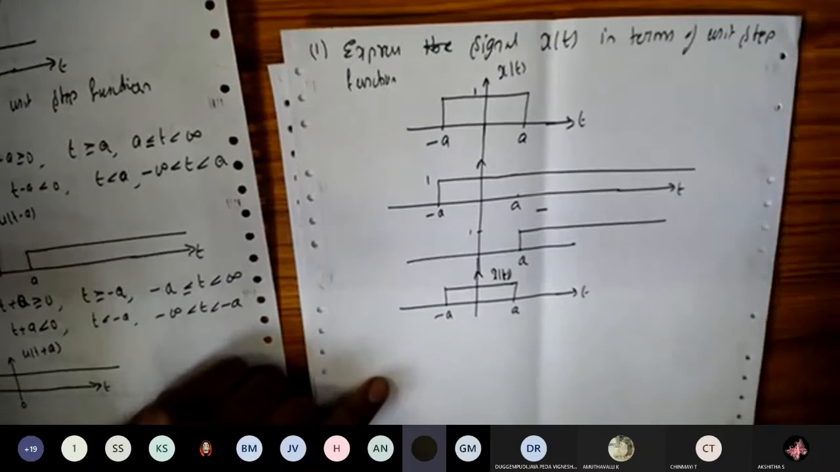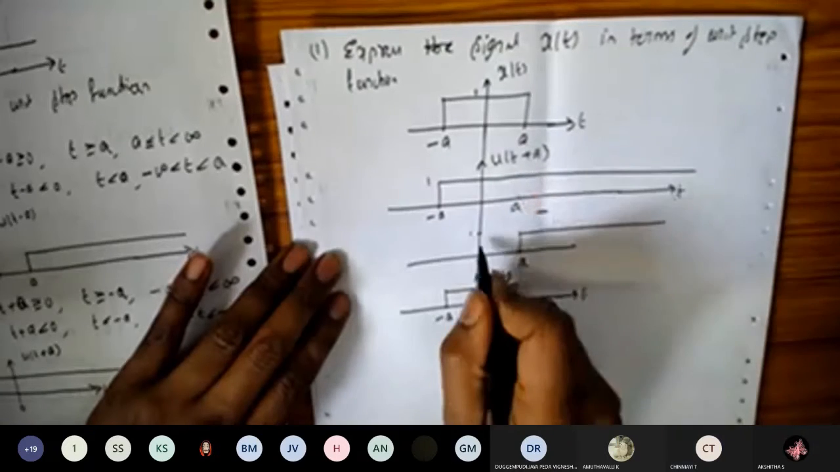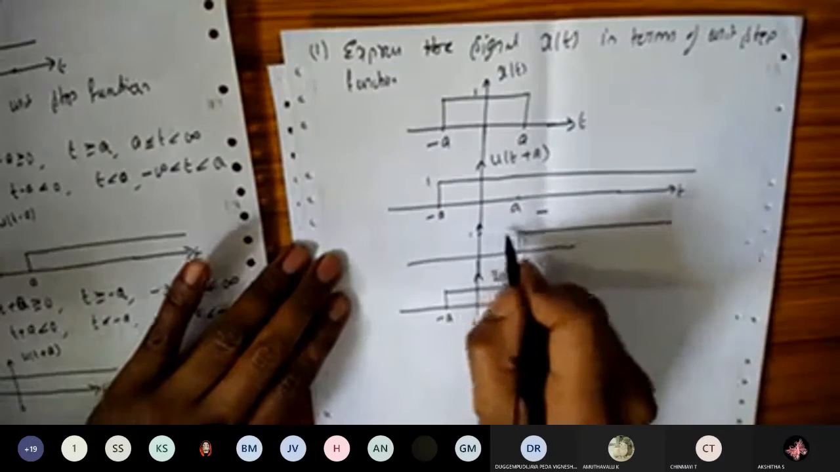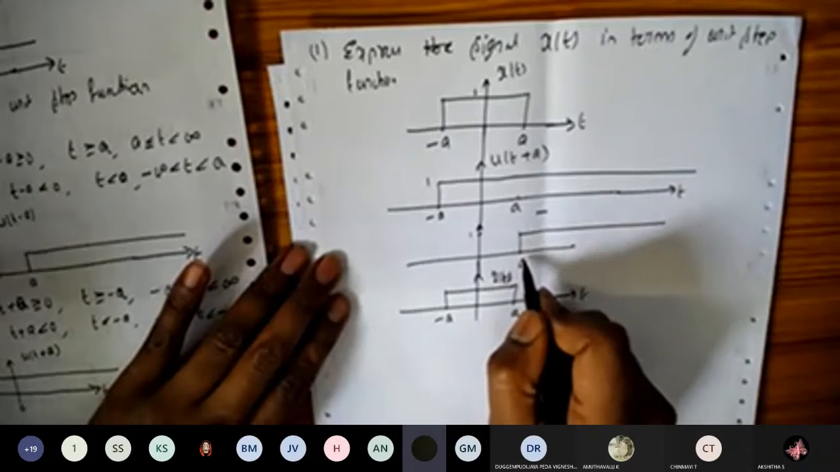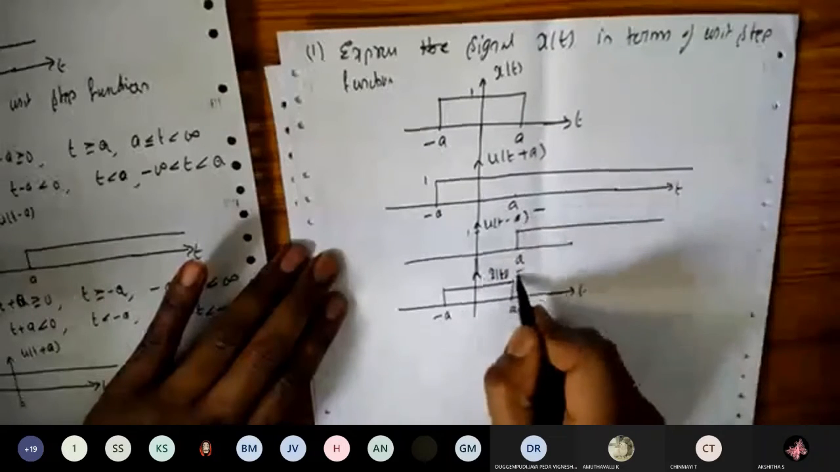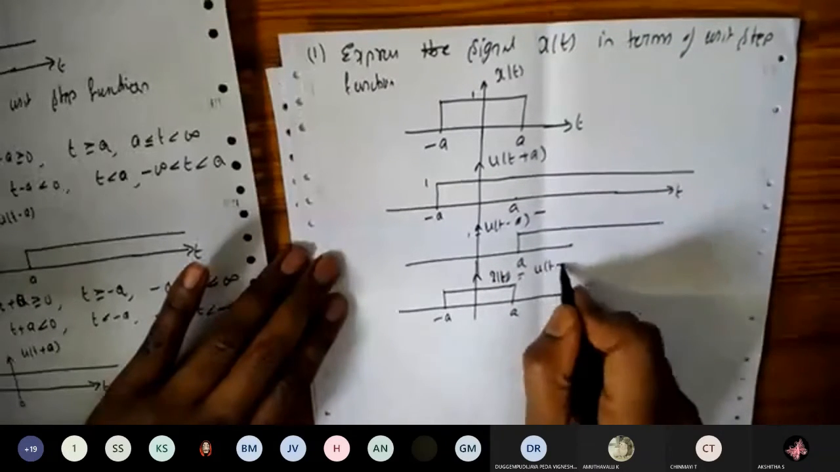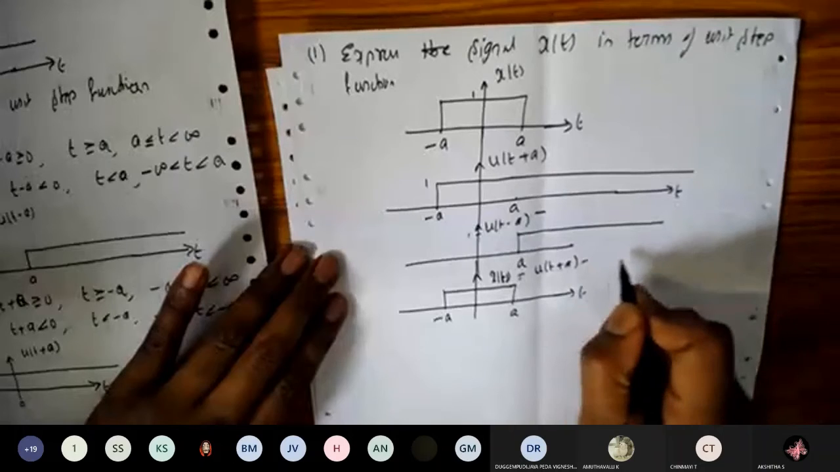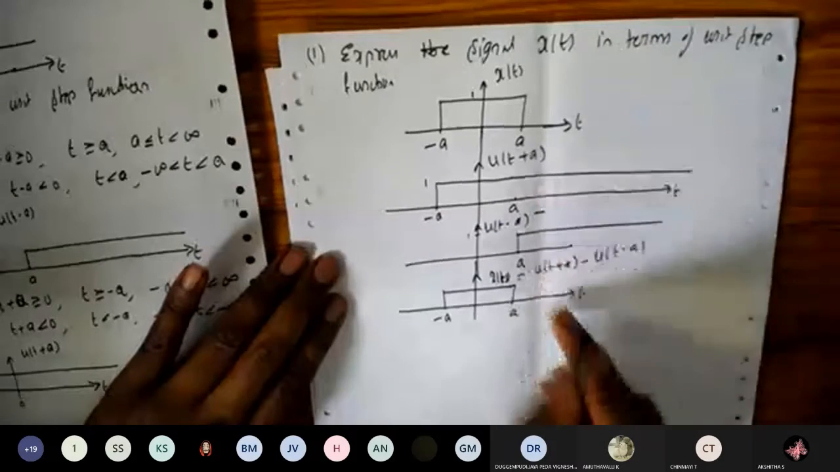U of t plus a. Very good. So u of t plus a. This one is this one. It is going to start from u of t minus a. Yeah, so u of t minus a. So when you take the difference, that is u of t plus a minus u of t minus a, we are going to get the pulse waveform here.